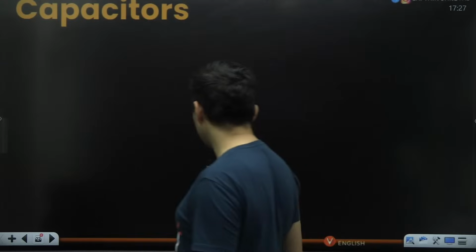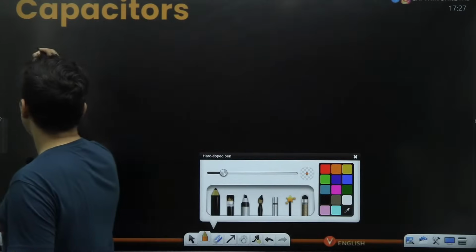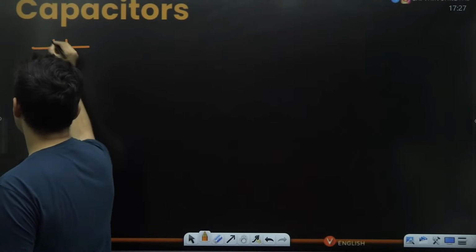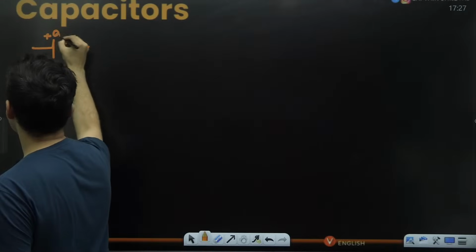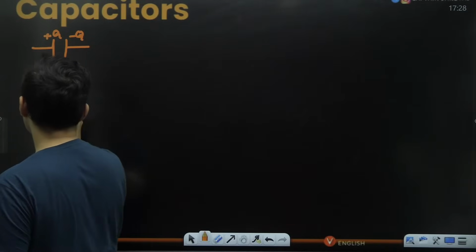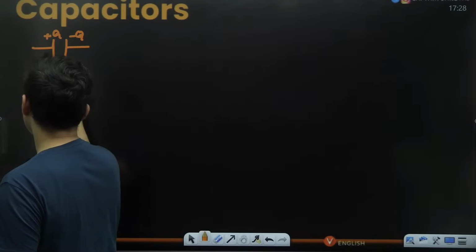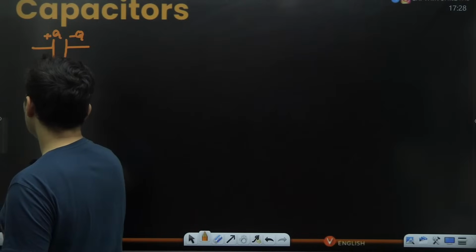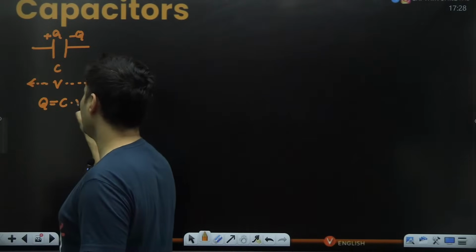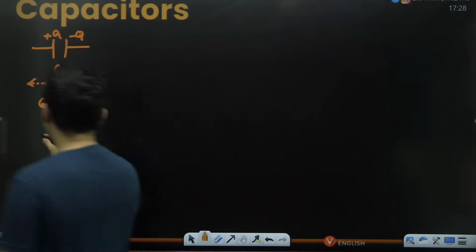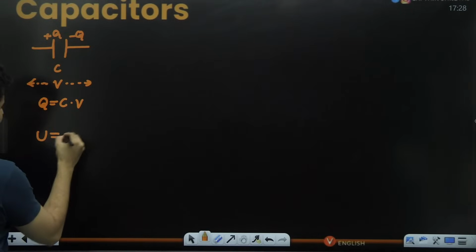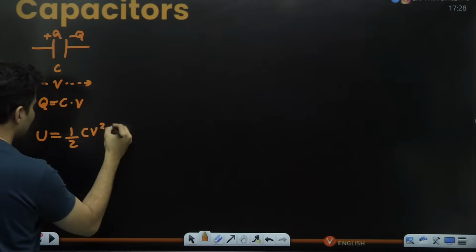Let's talk about capacitors. Capacitors are energy storing devices. So one positive charge, one negative charge. Over here, this has capacitance C and maybe some voltage V across the ends. Then the charge stored on it is capacitance times voltage. The energy stored in a capacitor is basically half CV square.